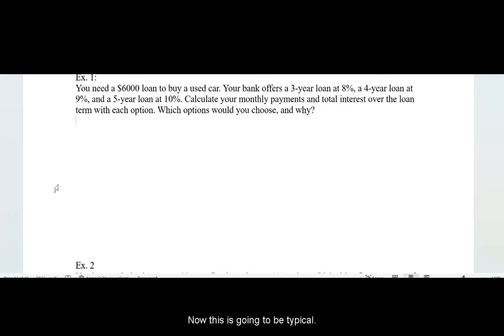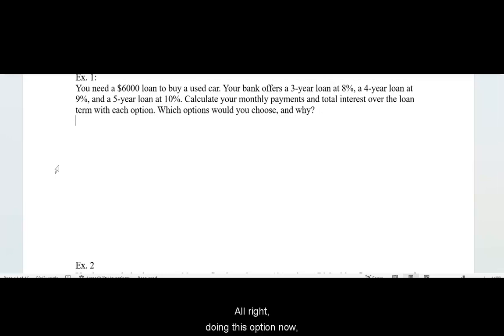Now, this is going to be typical. If you are shopping for a car, you will be given different loan options. Interest rates typically will be lower the shorter the loan term, which is why here you would see the 3-year loan is actually at a lower rate than, say, the 5-year loan. However, again, as we talked about before, everybody's financial situation is different. So what's going to work for you might not work for somebody else. And that's why it's good to shop, know your options, but then also consider, given your financial situation, which loan option is actually going to be the best for you.